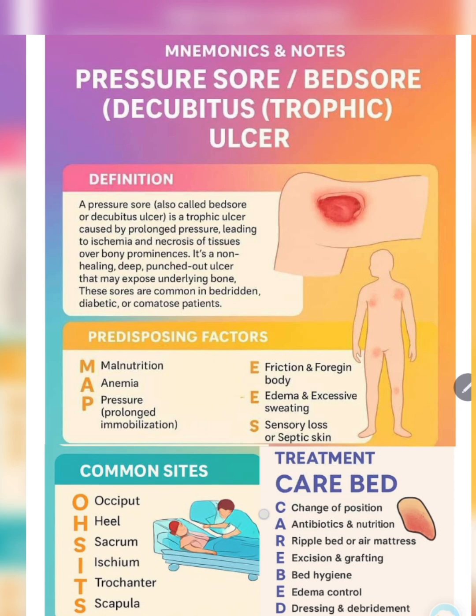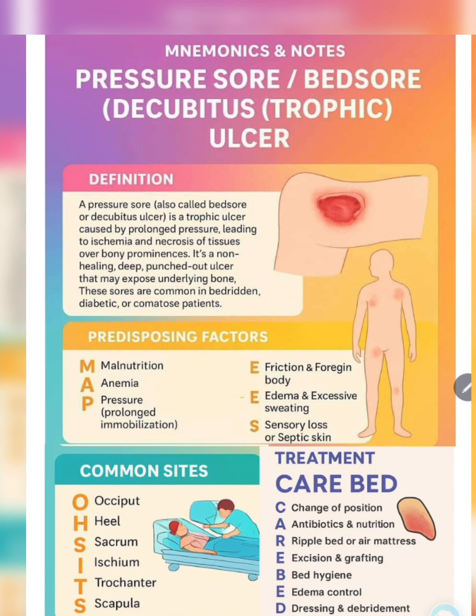So it will give you a quick guide of what exactly to do. C here stands for change of position. Regularly you need to change the patient's position. A stands for antibiotics and nutrition to support the healing. R stands for ripple bed or air mattress to reduce the pressure points. E stands for excision and grafting.